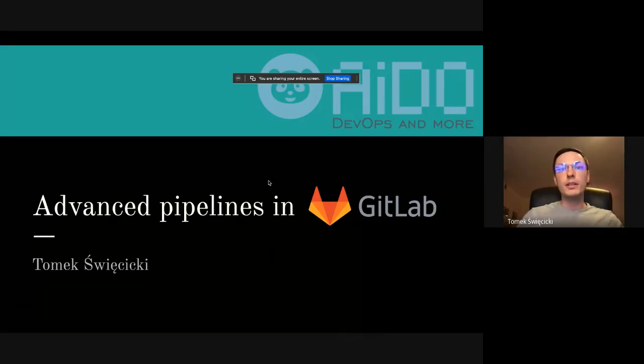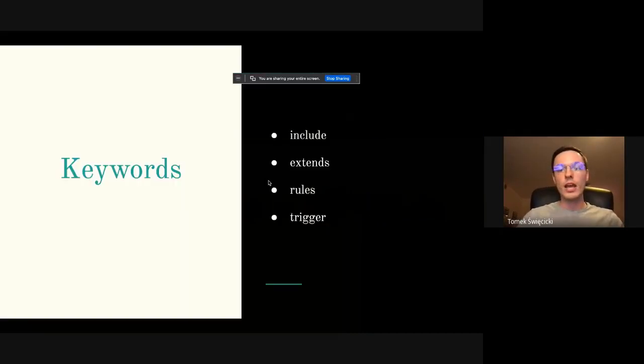I assume that you've been working with pipelines and have some basic knowledge about jobs and the whole platform, which is GitLab. I've also created some posts and short videos for the purpose of this presentation. So you'll find the links at the end of the talk. I want to talk about four keywords which are very useful in creating pipelines. And after that, I will show some examples. The keywords are include, extends, rules, and trigger.